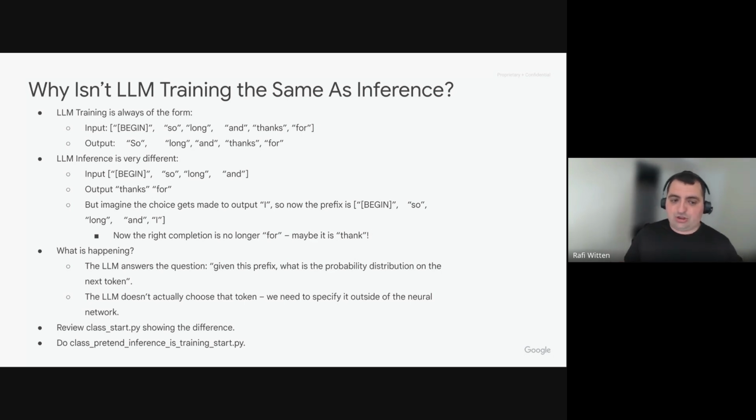So that's not actually choosing the next token. The LLM gives an opinion on what the next token should be, and then it repeatedly does that. We just have to specify what we choose as the next token, and that allows us to run LLM inference. So we'll see in a second why that's so different from what's happening during training.